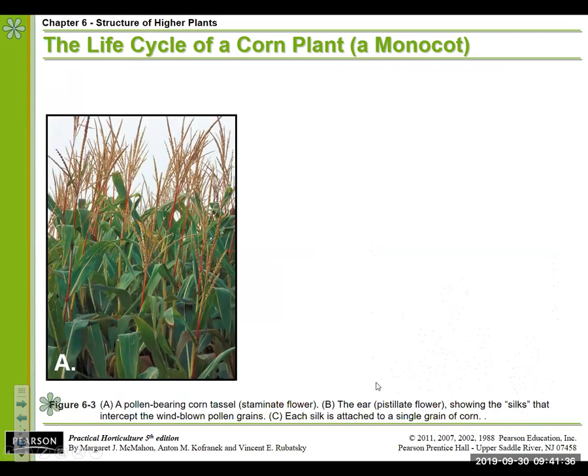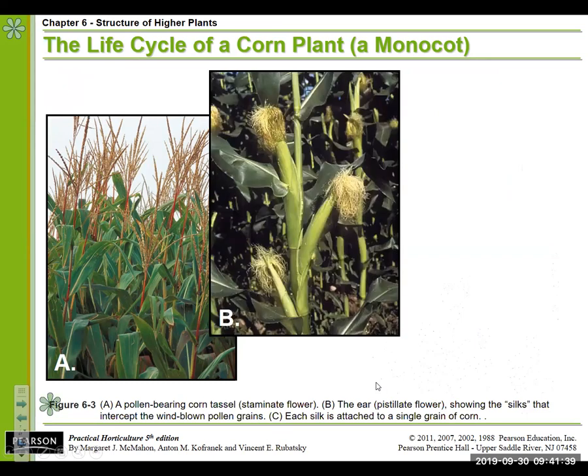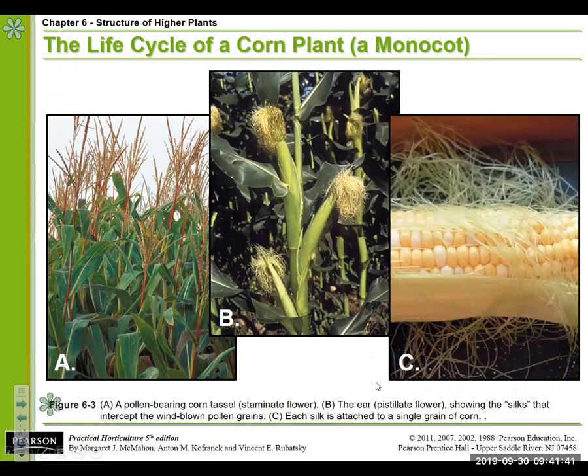So here's just an image showing, in A, the top, the tassel, and B, the silks, the pistils, and then C, what happens when each of those pistils intercepts a grain of pollen. Each of these pistils is connected to each kernel, which at that stage is just an ovule, like a little baby ovary, and each one of those has to eventually meet a grain of pollen, to be fertilized and to develop into an actual corn kernel that we eat.